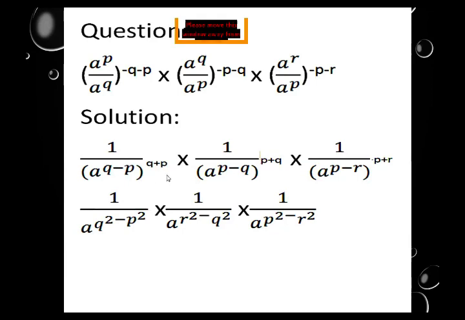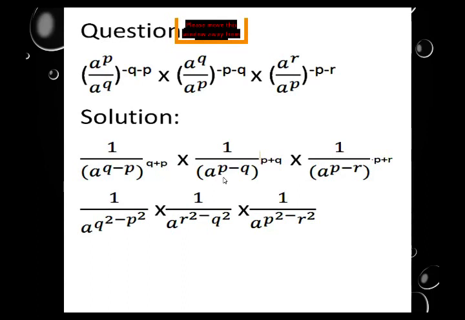So it becomes 1 over a to the power q minus p, and the previously negative exponent now becomes positive, so it is q plus p. Similarly, in the second factor, we have 1 over a to the power p minus q. The overall exponent is p plus q because we have changed the position, so the negative exponent becomes positive.